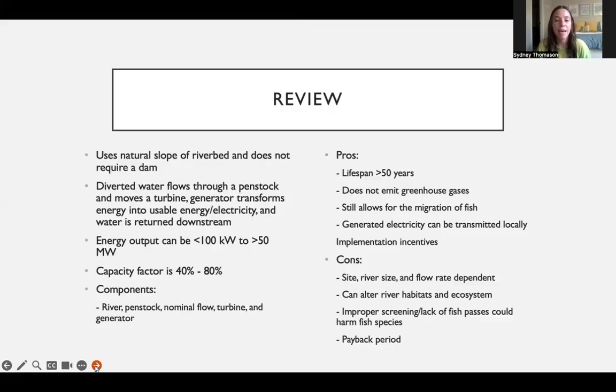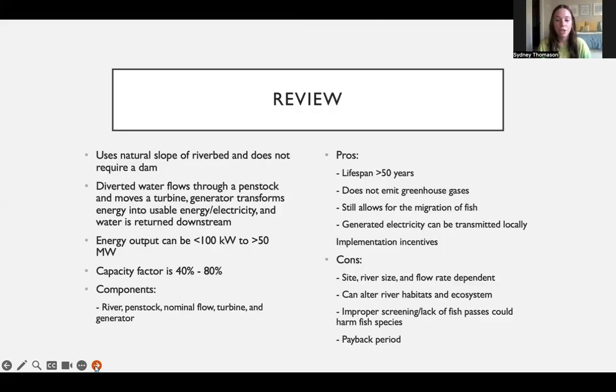The pros: they have a high lifespan of typically over 50 years. They do not emit greenhouse gases, which I think is a really big pro and advantage that comes with run-of-river hydropower. If properly installed and built, they can still allow for migration of fish, which is, I know, a really big concern. And so when those are properly in place, it helps mitigate that and adds more pros to it. And then also the generated electricity can be transmitted locally with implementation incentives offered.